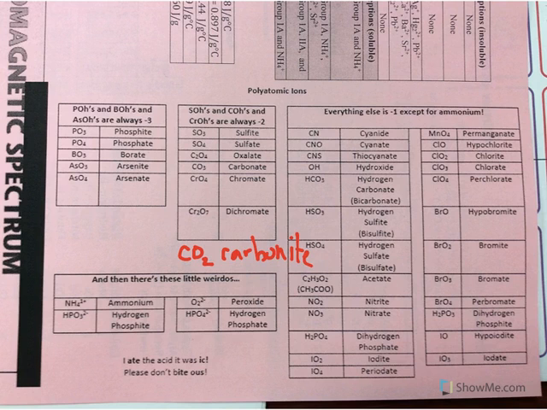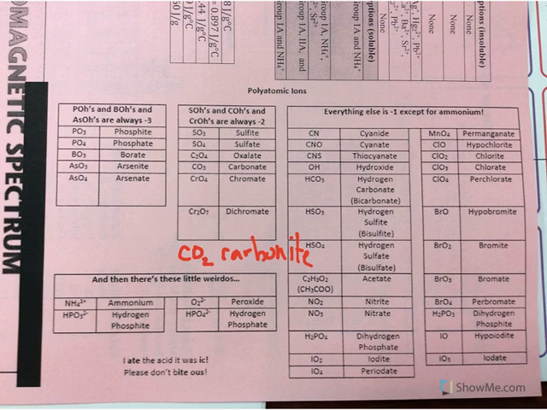Okay, carbonite. So if you look at all of these, we have POs and BOs and ASOs are always 3-. So you have PO3, that's phosphite, PO4, phosphate, BO3, borate, ASO3, arsenite, ASO4, arsenate. Those all have a 3- charge. Then you have your sulfates, your sulfites, your oxalates, your carbonates, your chromates, your dichromates, and your carbonite. Those are 2-. All the other ones over here have a -1 charge.